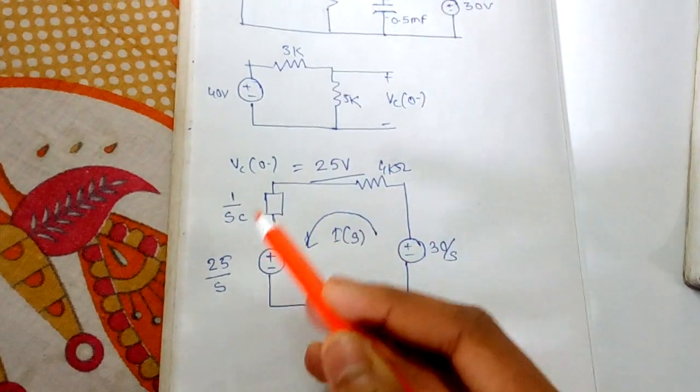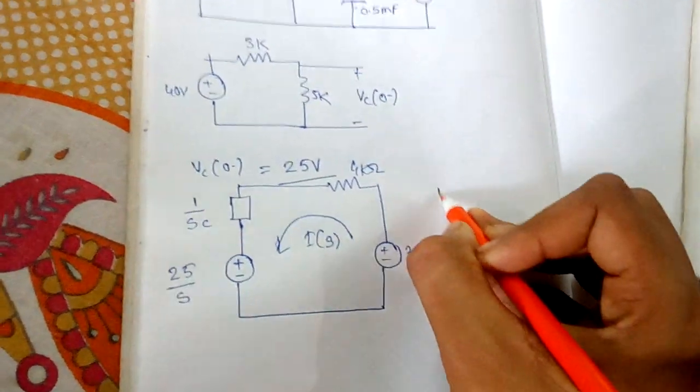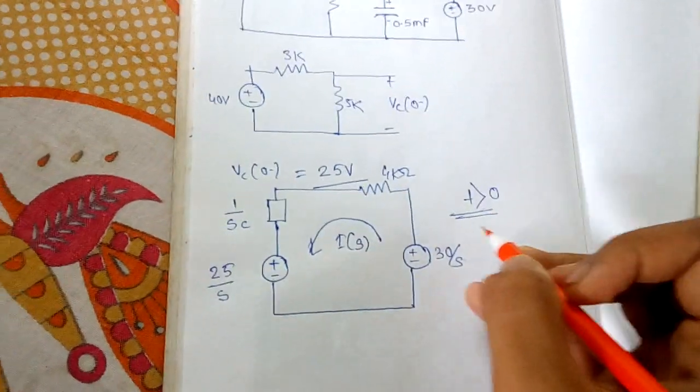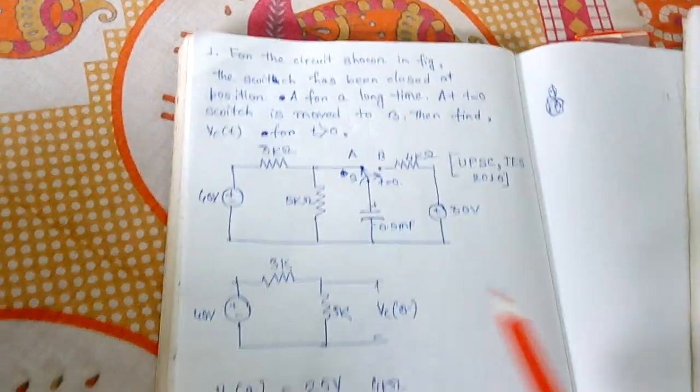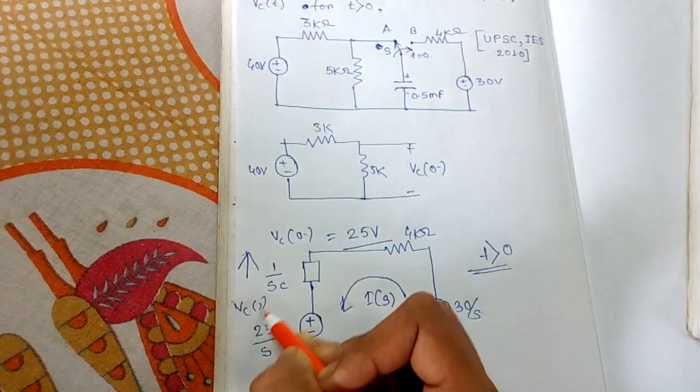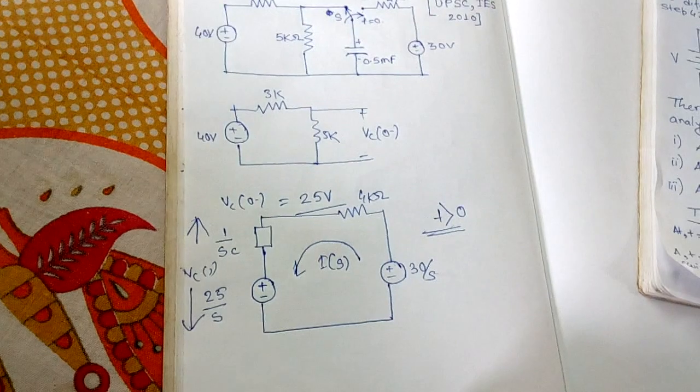Okay, so this will be the circuit at t greater than 0. Now we have to find VCT. In the S domain, that will be VCS. So VCS will be this voltage.